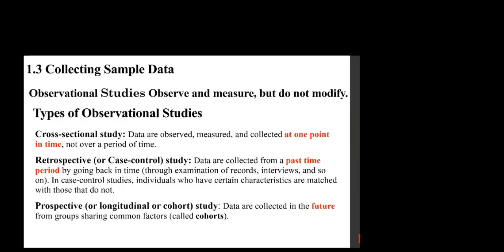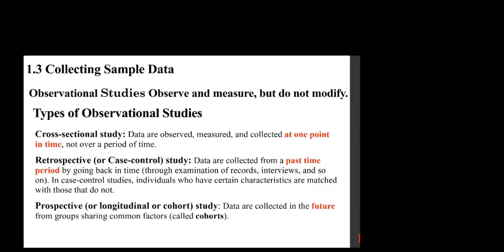All right, we have types of observational study. Cross-sectional: data are observed, measured, and collected at one point in time, not over a period of time. The next one, retrospective or case control study: data are collected from a past time period by going back in time through examination of records, interviews, and so on. In case control studies, individuals who have certain characteristics are matched with those that do not. Last one, prospective or longitudinal or cohort study: data are collected in the future from groups sharing common factors called cohorts.